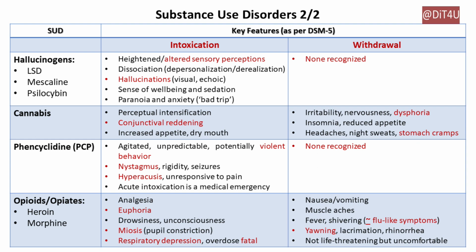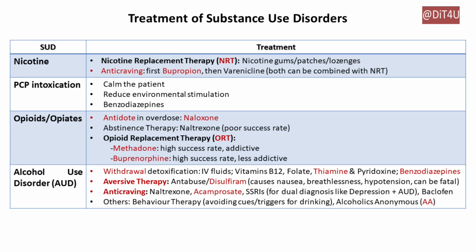Withdrawal features include nausea and vomiting, muscle aches, fever, and shivering, all of which appears to be very much like flu-like symptoms. Yawning, lacrimation, rhinorrhea, or running nose. Lacrimation means increased tears. Not life-threatening, but they are very uncomfortable.